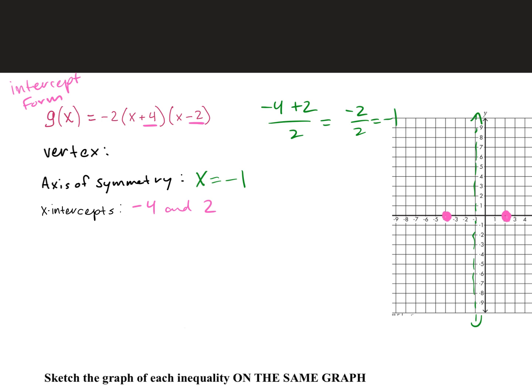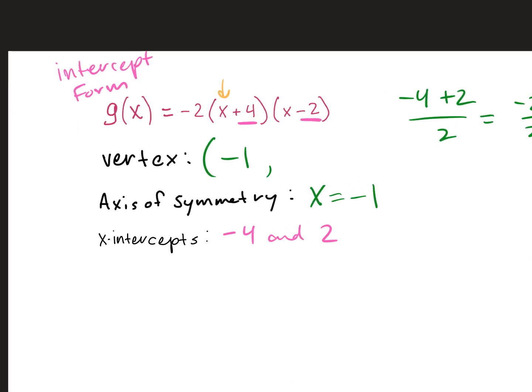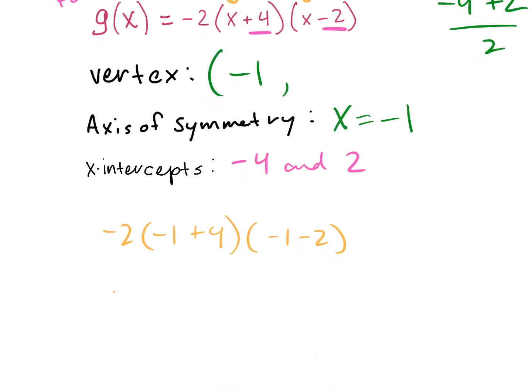So what would the first number in my vertex be? -1. Same thing as our axis of symmetry. How do I find the second number in my vertex? Plug in the -1. So I'm going to plug in -1 into the x's. So that'll be -2 times -1 plus 4 times -1 minus 2. Follow your order of operations here. Do the parentheses first. -2 times 3 times -3. And -2 times 3 would be -6, times -3 would be +18.